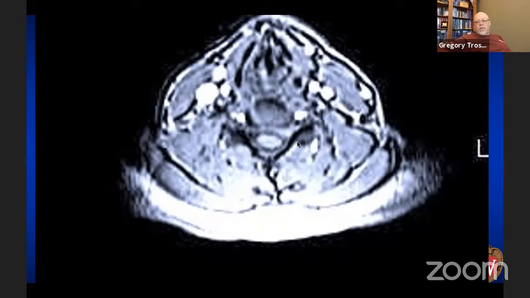We can quickly run through the options with this if people want to. I think that the three options that people would see for this would be ACDF, posterior foraminotomy, or arthroplasty. And this is early in my arthroplasty career.